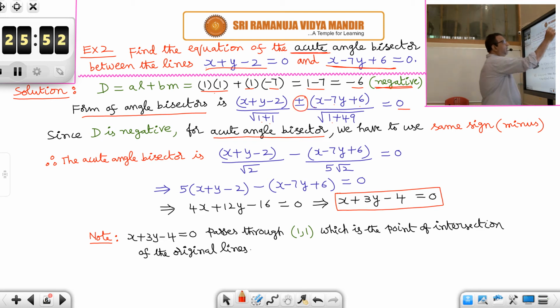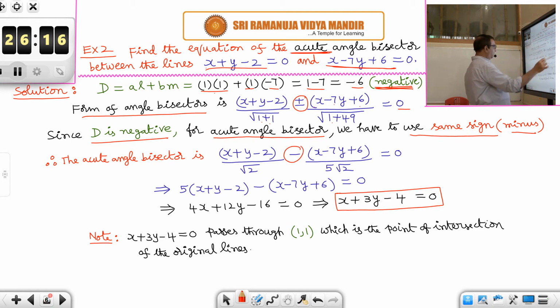He wants the acute angle bisector. For acute angle bisector, what is the rule? Same sign as D. D is what here? Negative. Therefore, for acute angle bisector, we have to take minus sign. Since D is negative, for acute angle bisector, we have to use the same sign, minus sign. So that is why I have taken minus sign in between here. Okay. Therefore, the acute angle bisector is taken by minus sign.